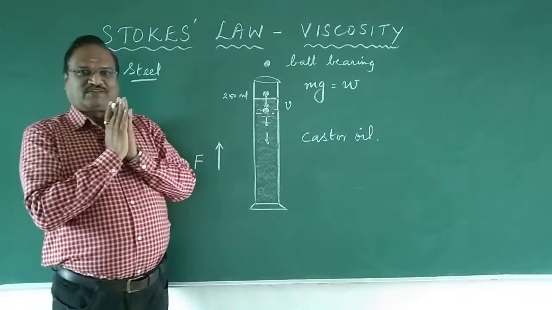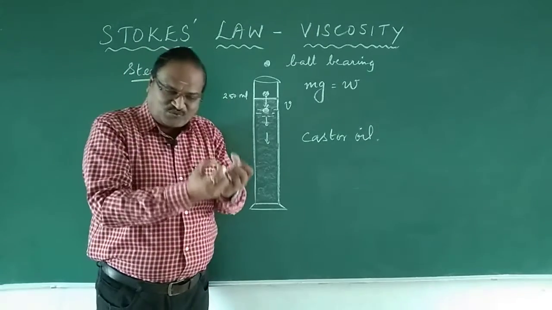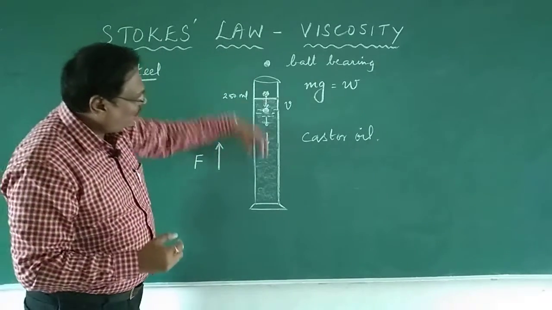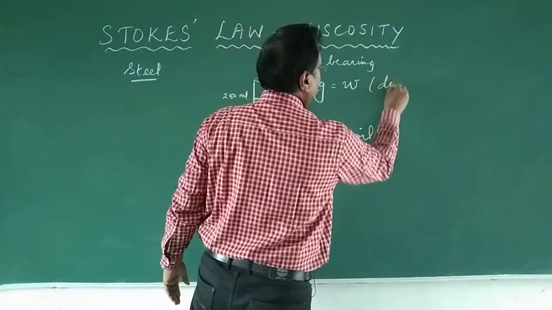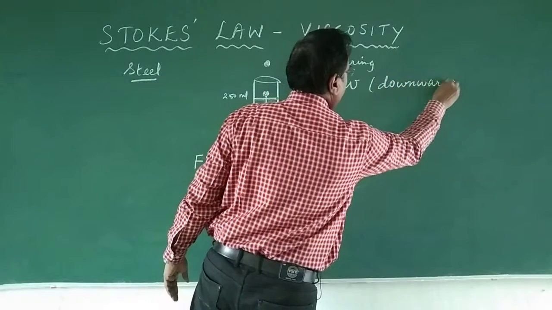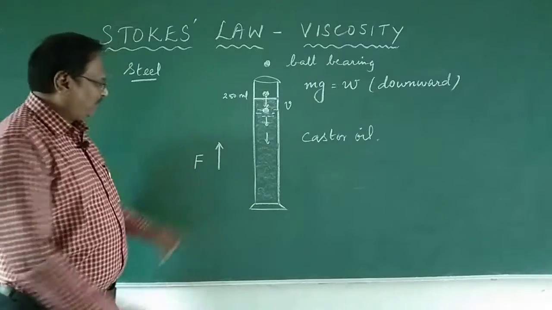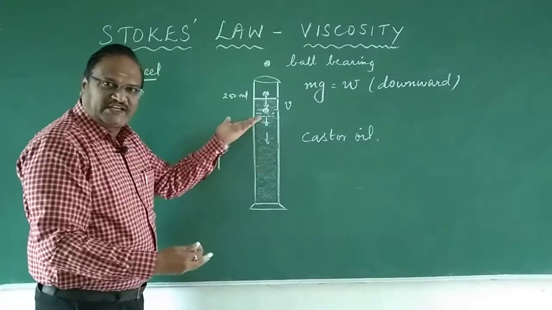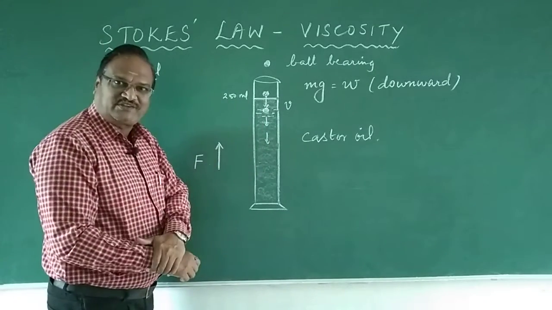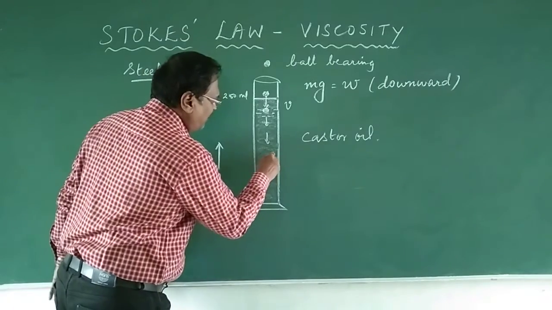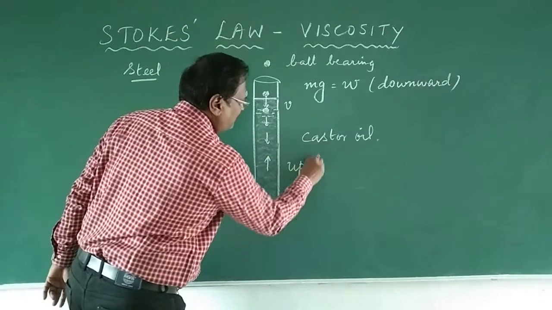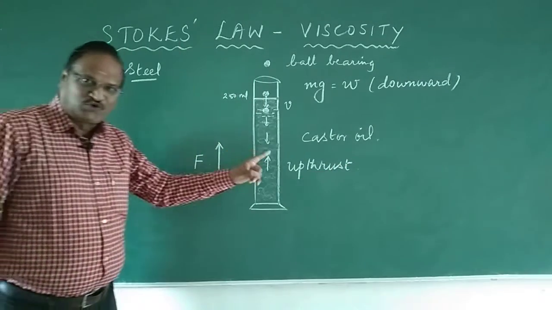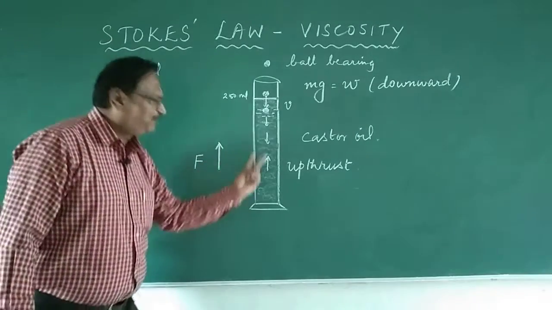Now what will happen? What are the forces acting downward and what are the forces acting upward? We have to think of that. Downward, the weight of the body is acting. Now what is acting upward? One is the viscous force, the viscous drag, which is due to internal friction, acting in the upward direction. Number two, we also studied in Archimedes' principle, upthrust will be acting in the upward direction. So, two forces are acting in the upward direction.